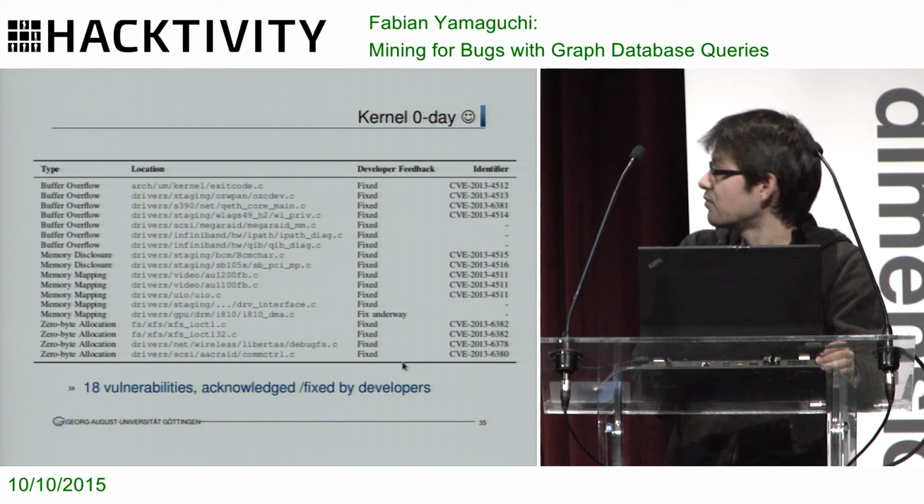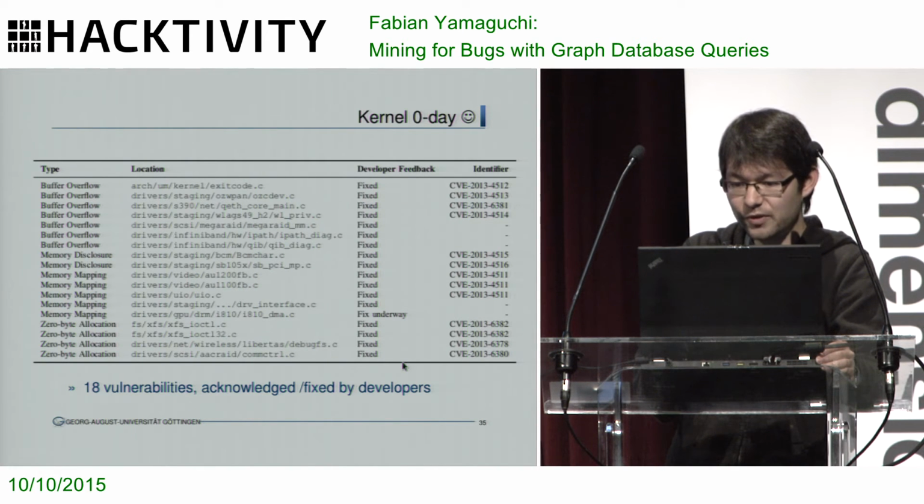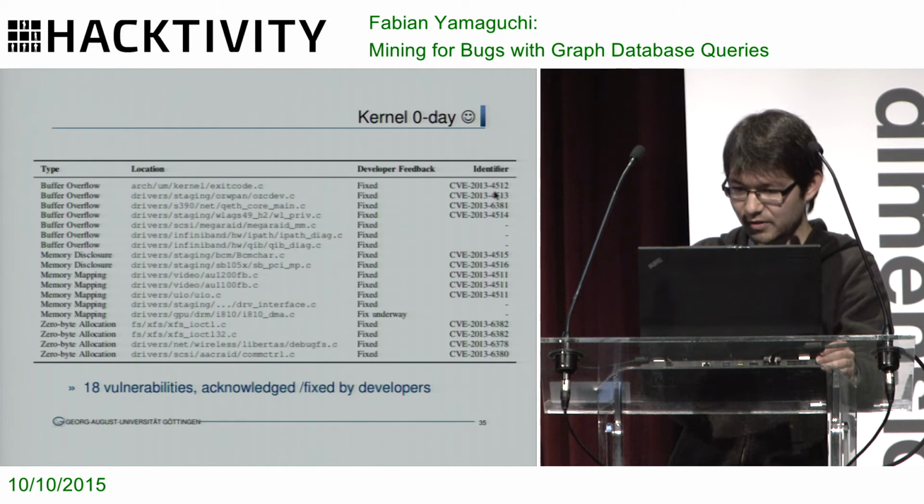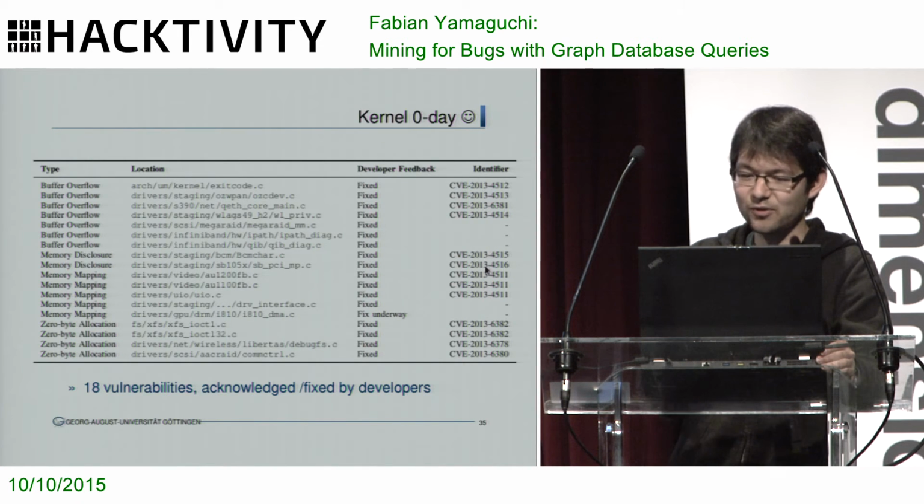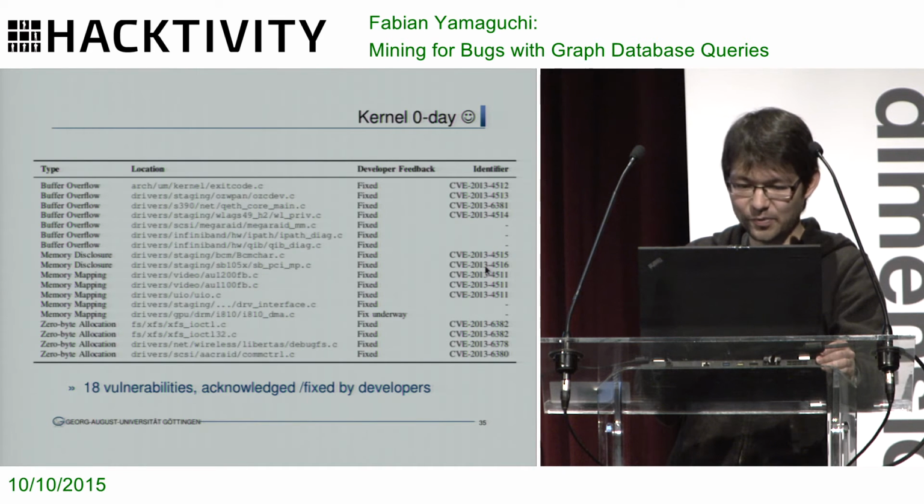We found 18 vulnerabilities acknowledged and fixed by the developers, and you can see we also got CVE identifiers. So these are not just some problems that security people like to think of as problems, but also the developers said, okay, yeah, this is a vulnerability. Let's give out a CVE.